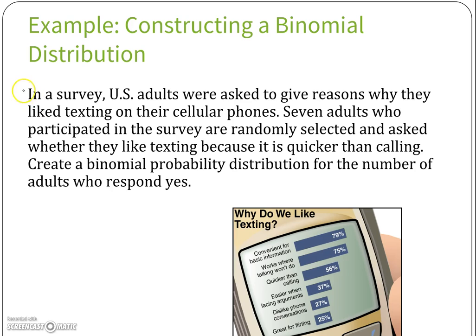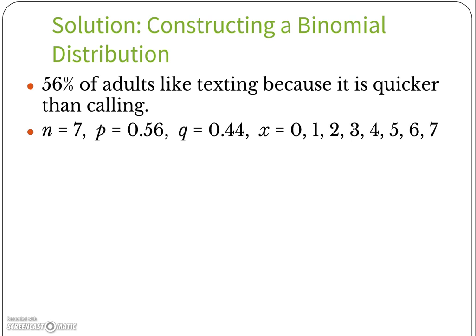For this example, in a survey, U.S. adults were asked to give a reason why they like texting on their cell phones. 7 adults who were randomly selected participated in the survey, and they were asked whether they like texting because it is quicker than calling. We're going to create a binomial distribution for the number of adults who responded yes. 56% like texting because it is quicker than calling.